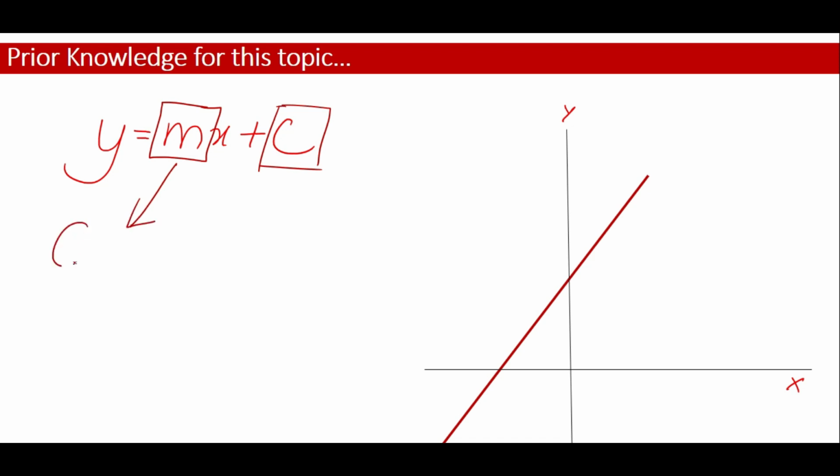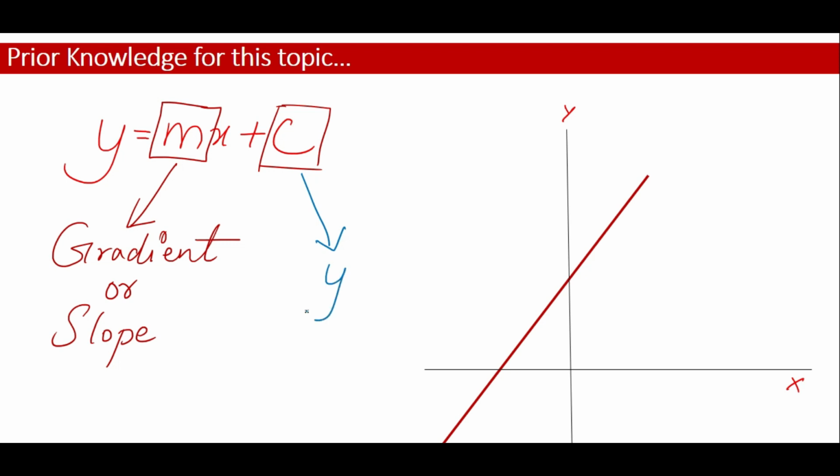m is the gradient, or you can say the slope of the line, while c stands for the y-intercept. Now from the graph, this is the y-intercept. Please don't confuse it with this. This is the x-intercept. For the form y equals mx plus c, the straight line equation, we use the y coordinate from here, which is c.